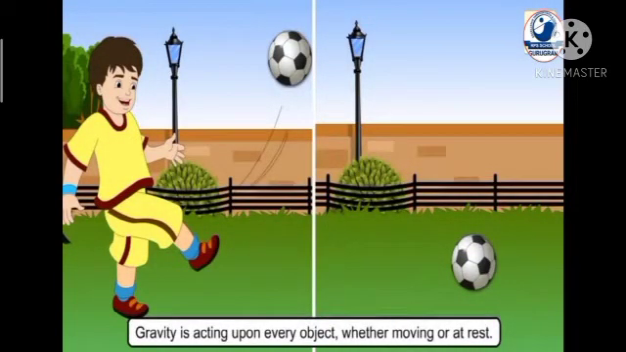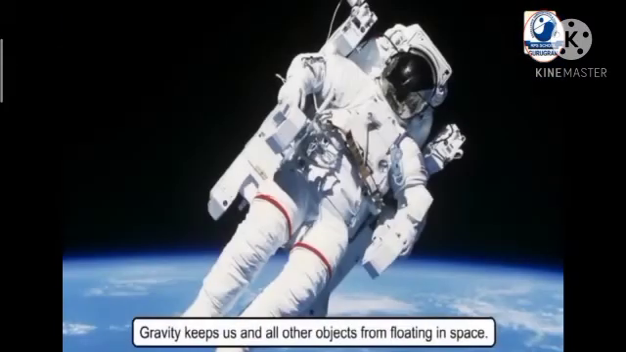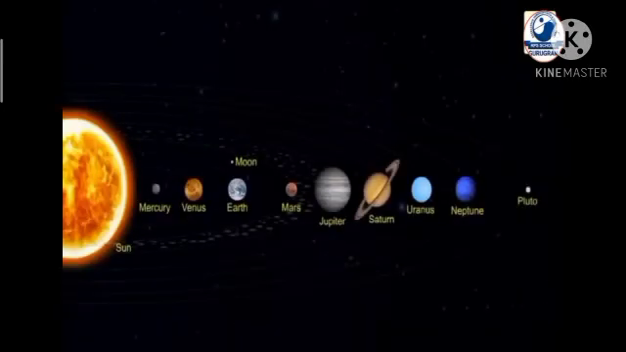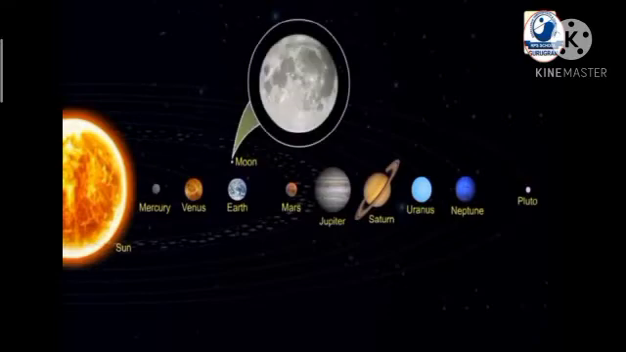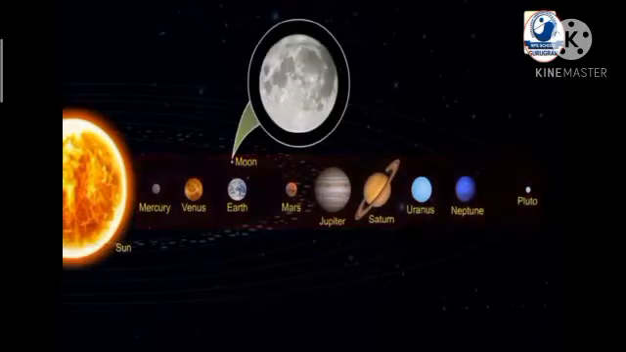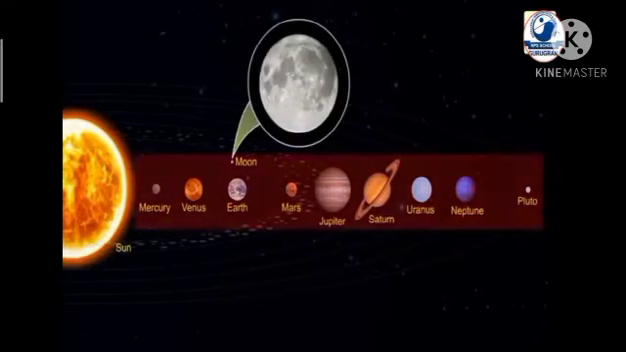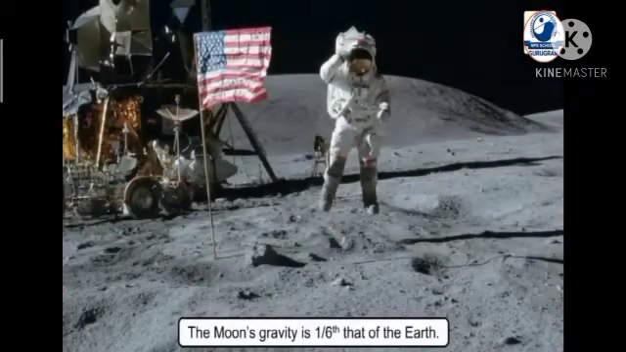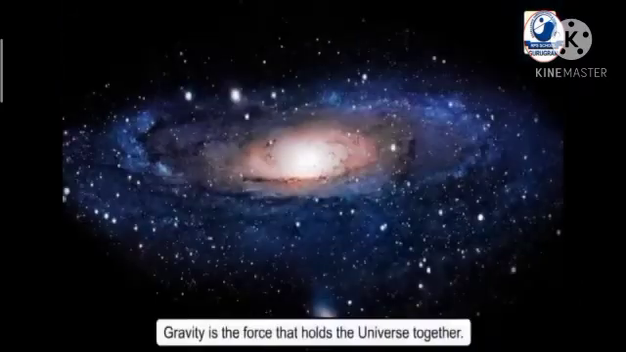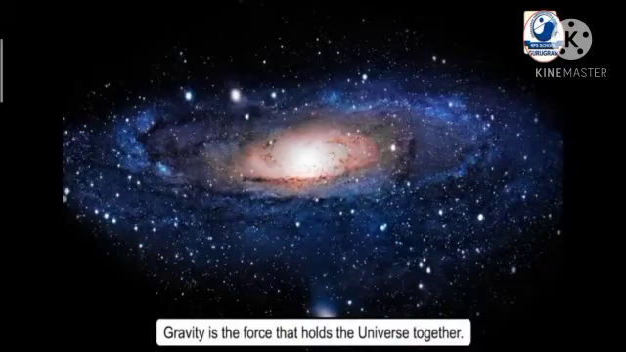Gravity is acting upon every object, whether moving or at rest. It keeps us and all other objects from floating in space. Gravity is present not only on Earth but also on the Moon and other planets, though the amount of pull differs everywhere. The Moon's gravity is 1/6 that of the Earth. Gravity is the force that holds the universe together.